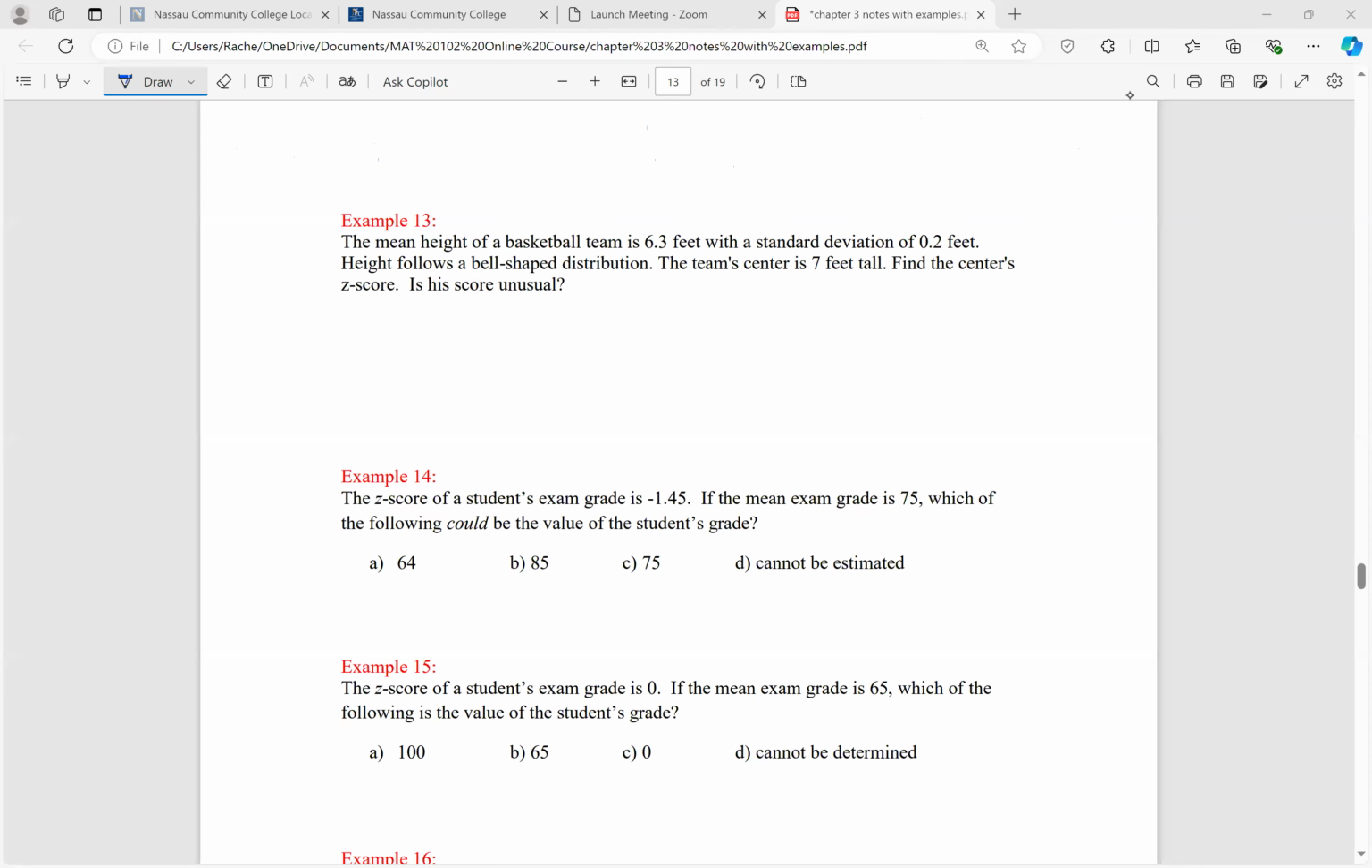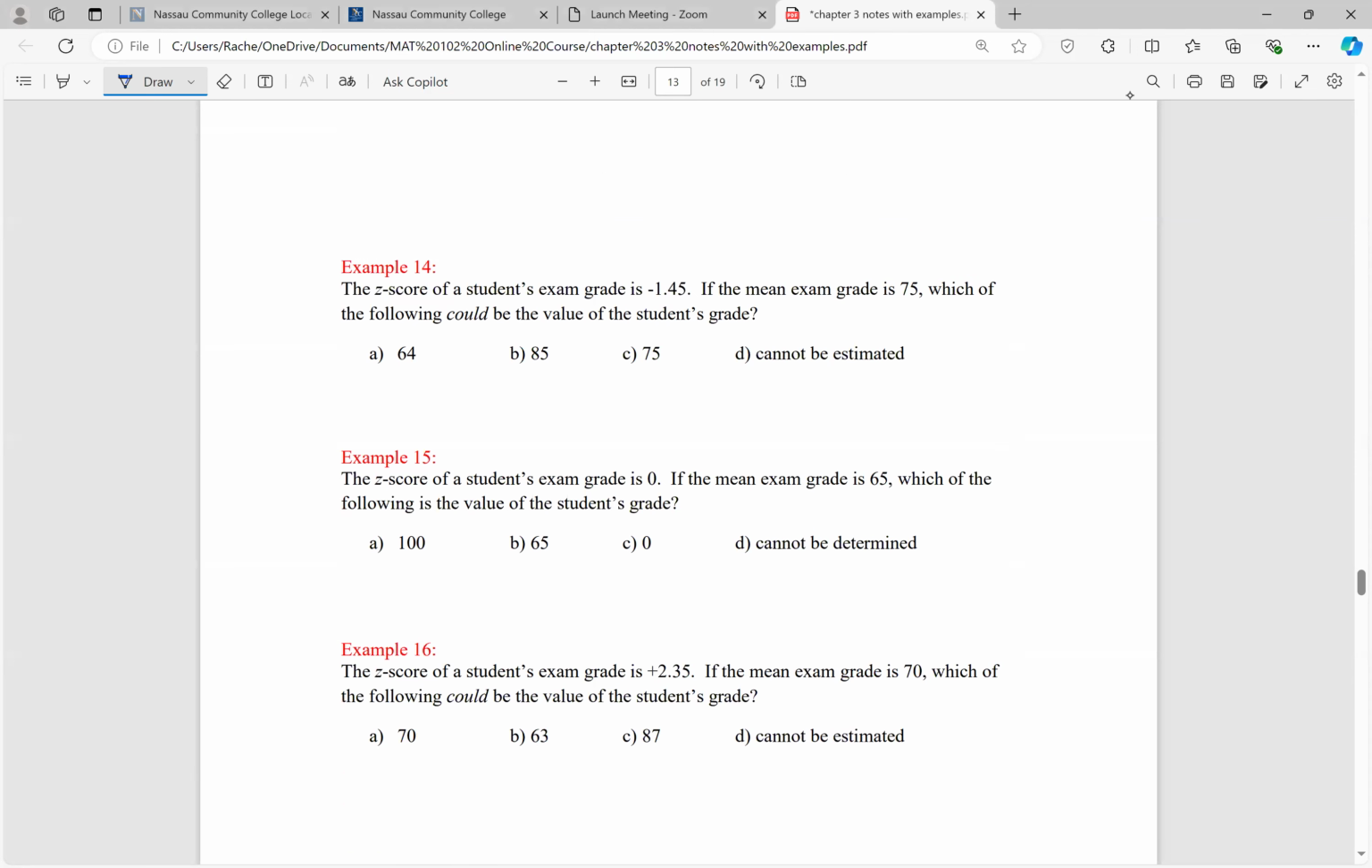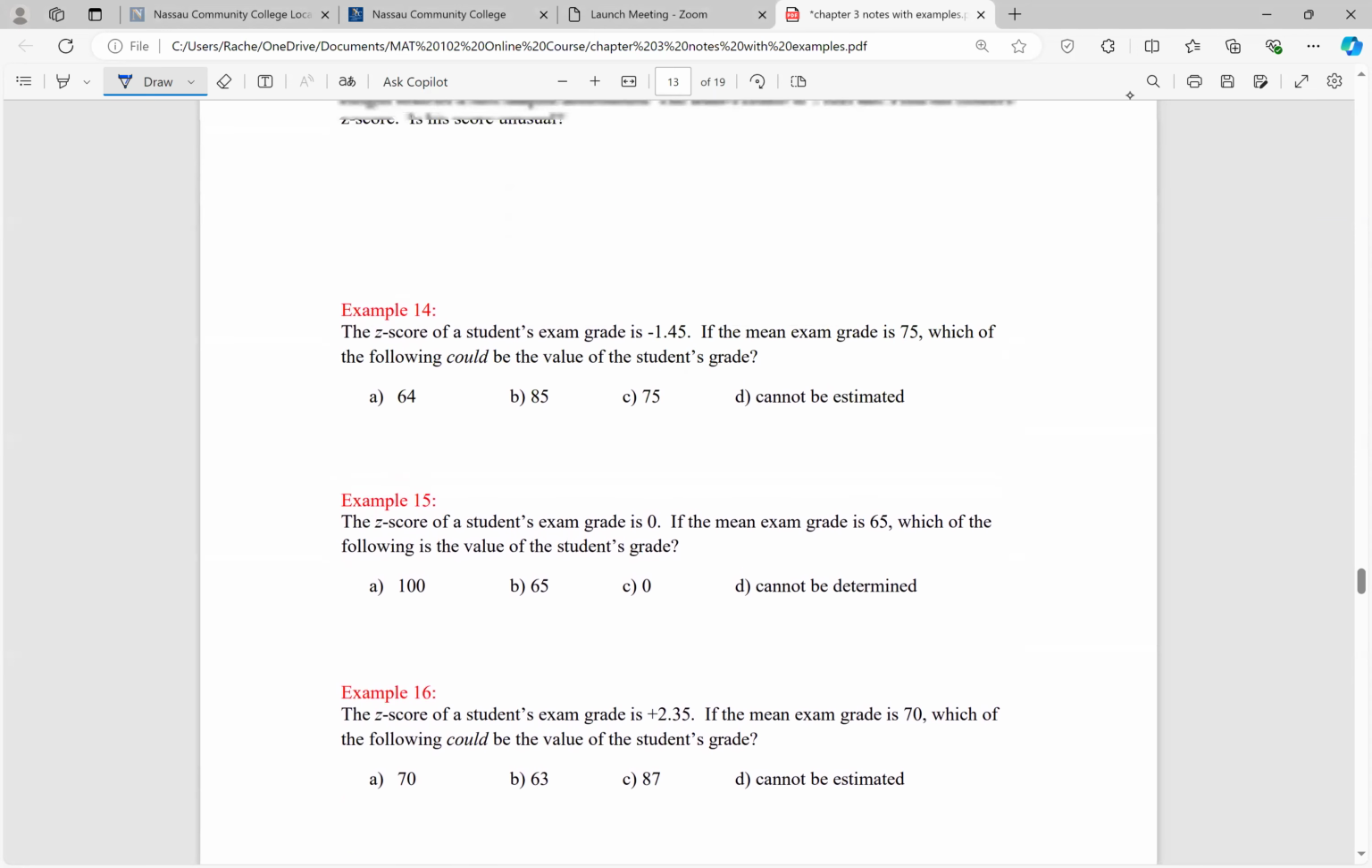Hi, everyone. In this lecture, we're going to finish up z-scores. So we're going to do a few more examples just to make sure we really all understand the concept of a z-score and how to apply a z-score. So we're going to do examples 13 to 16, and then we'll move on.